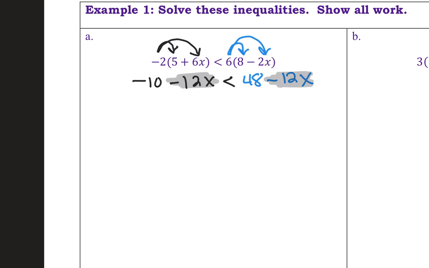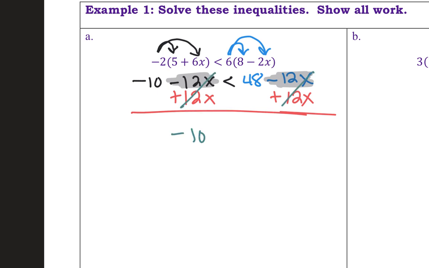Which one do you want to move over? One of the 12s, right? They're both the same, so it's not going to matter which one we move over. What's going to happen when I move over the 12? They're going to cancel out. So you're left with negative 10 and just the 48.